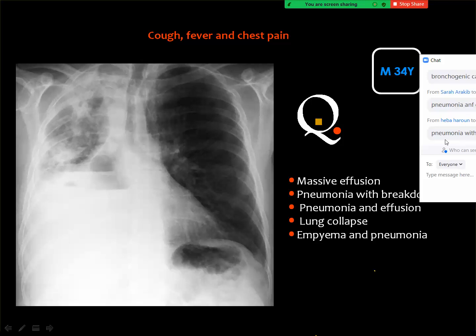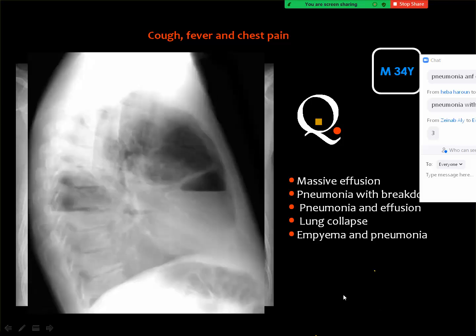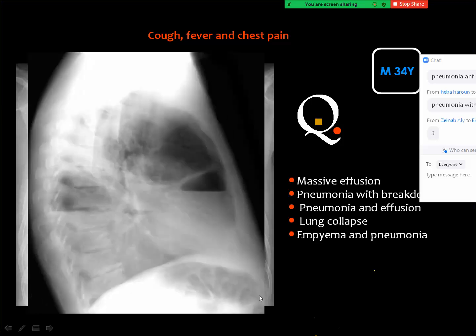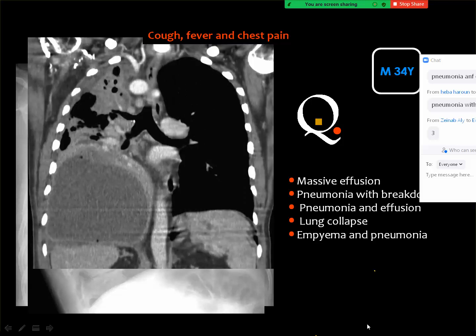Yes, and the answer is pneumonia and effusion, okay? And this is the lateral X-ray of the same case. In the frontal X-ray, you can see obliteration of the costophrenic angle with what looks like an air fluid level and opacity in the remaining part of the lung. In the lateral view, you got the same air fluid level and the opacity in the lung. And actually, this is the most likely provisional diagnosis from the plain film. But whenever you have the CT scan, you may change your opinion.